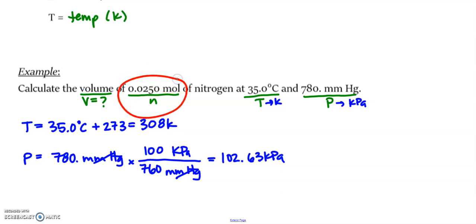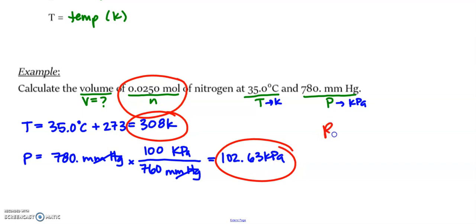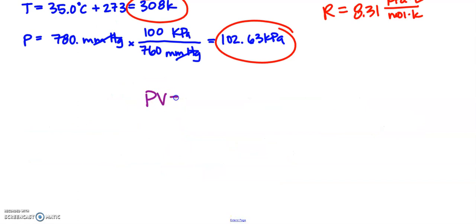All right, so I'm going to circle all the things I need. I've got my moles, my temperature, my pressure. We always know R, right? 8.31 kPa times liters over moles times Kelvin. And here's our unknown, this volume. Okay, so my equation is PV equals nRT.